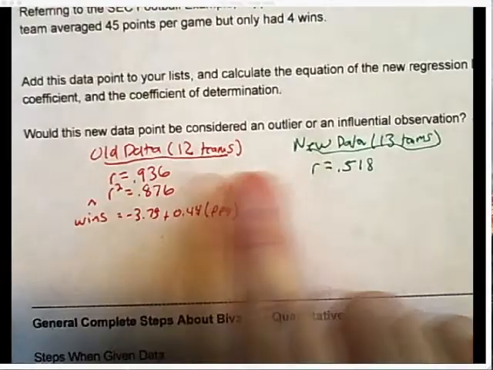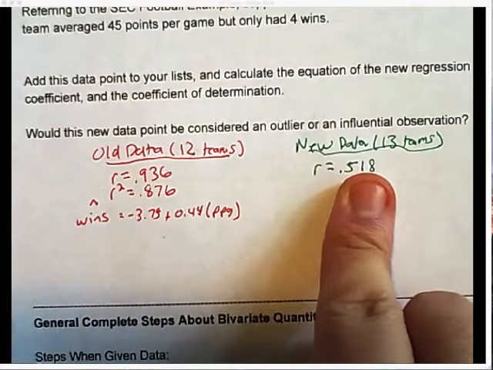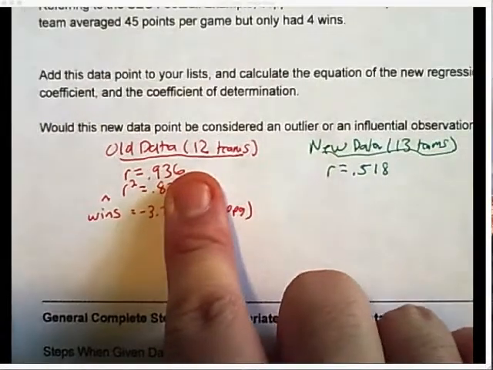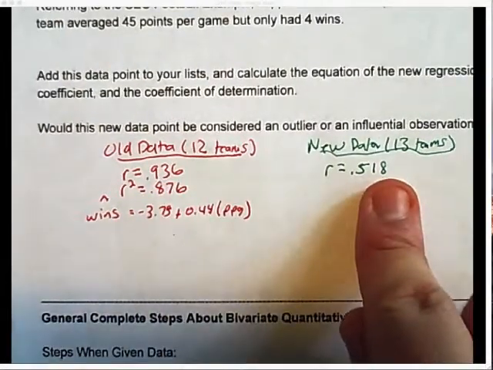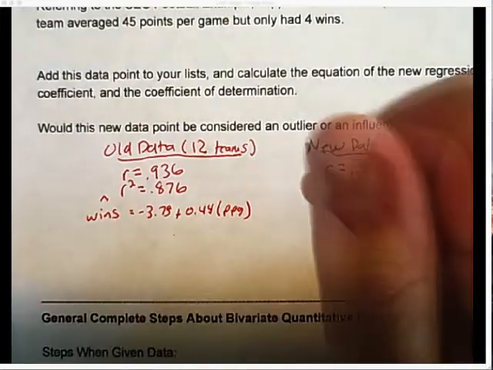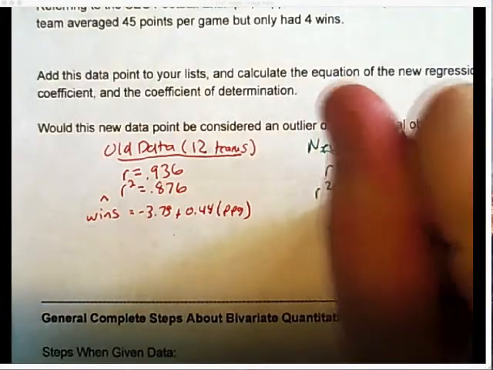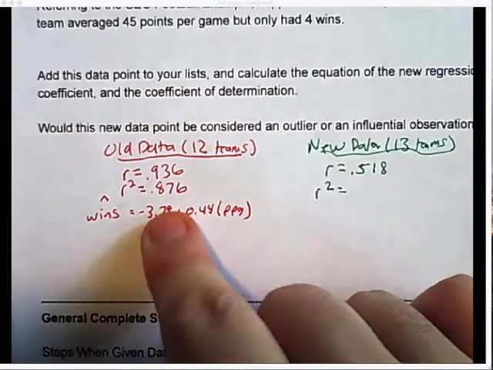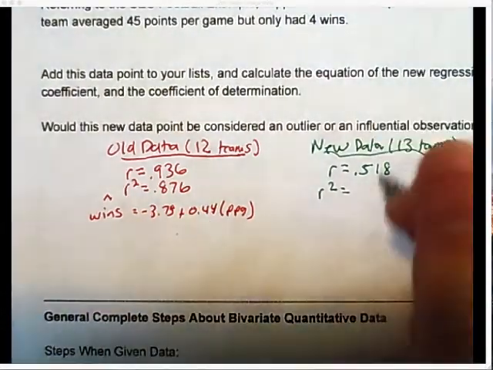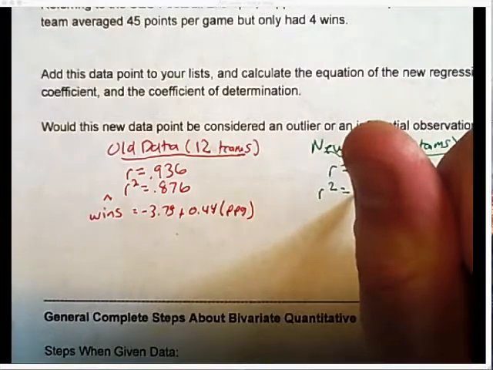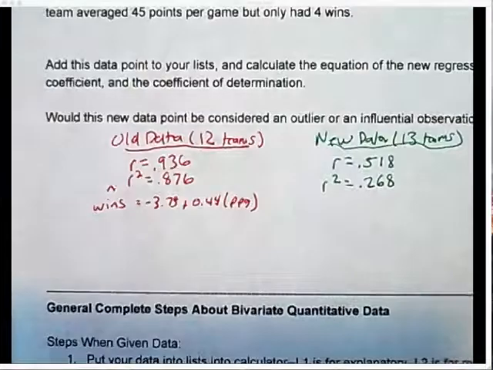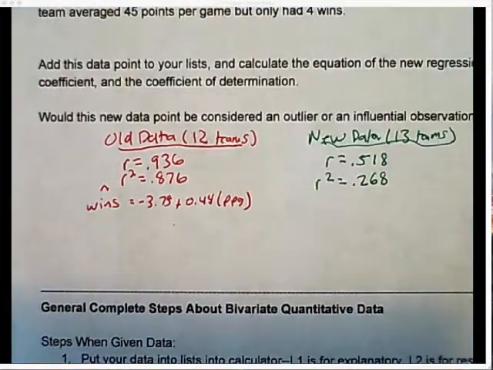Look how much that changed. Look how much it dropped the correlation. It used to be very strong. Now it's barely moderate. What about R squared? R squared went from 87.6% down to 26.8%, just by adding one more team.